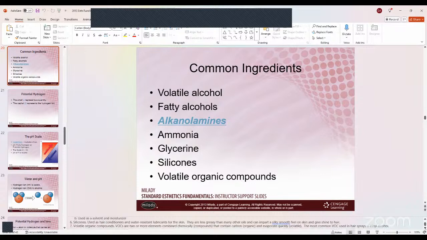You have silicones, which are some key ingredients in, if someone is getting a silk press, you got an oil that you take out the bottom and put on the hair, and it has a silicone base.